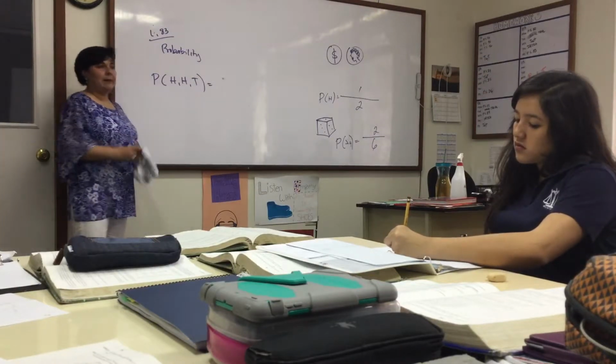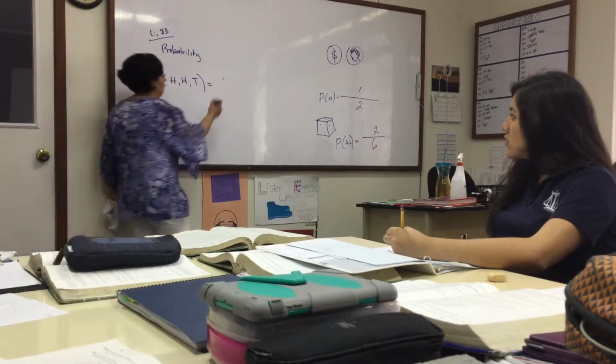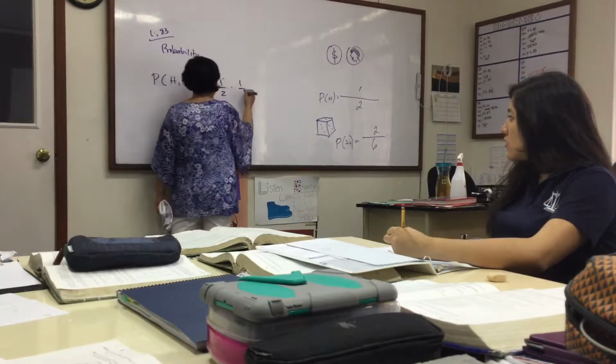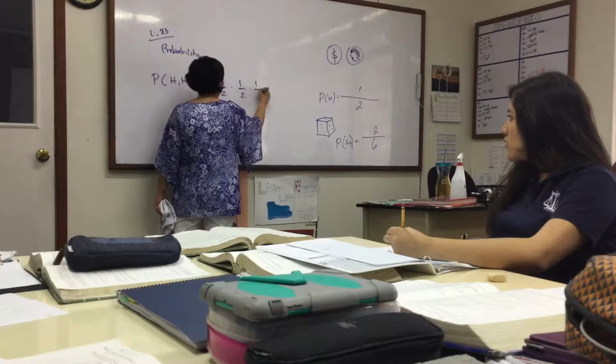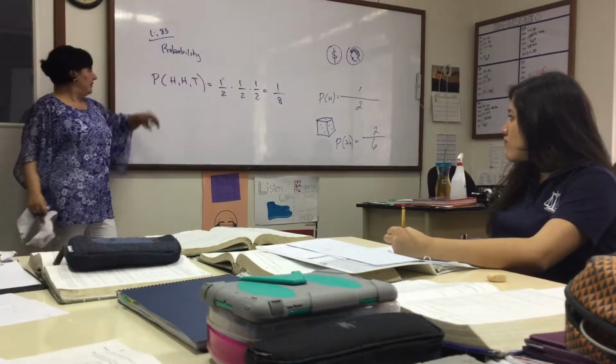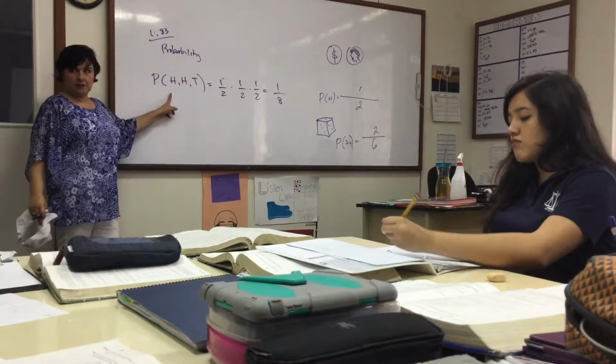Well, what's the probability I'm going to get heads? 1/2. What's the probability I'm going to get heads again? 1/2. And what's the probability that I'm going to get tails? 1/2. So it's 1 in 8 that I'm going to get this result.